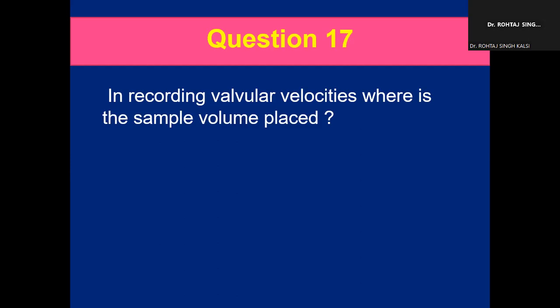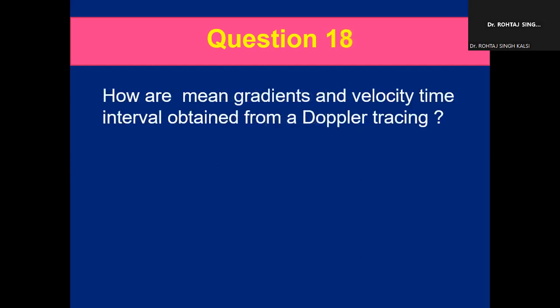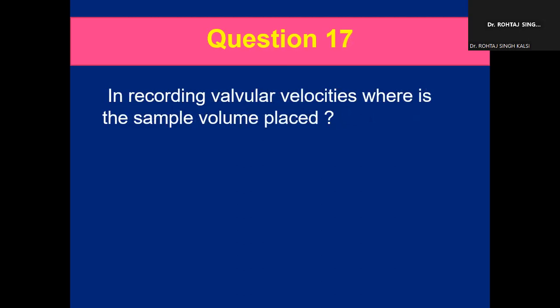In the mitral valve, we keep it at the tip of the valve. No, in the mitral valve, of course, we put it at the tip of the valve. All velocities are reported as distal to the tip of the valves. In the aortic valve it is not below, it is distal to the tip of the valves.